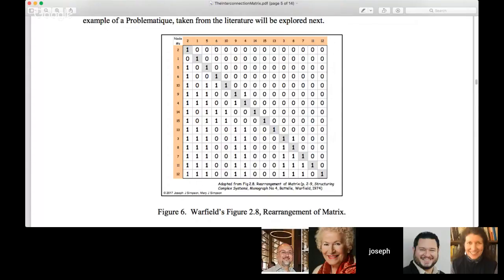So we've got Warfield's figure 2.8, where the matrix is rearranged here. And one of the things that we see right off the bat is all of the upper triangular is zeros. Okay? This, I think, is important, because it indicates that this is an asymmetric relationship, and we can use that for certain types of inference. So the upper triangular being zeros is good.